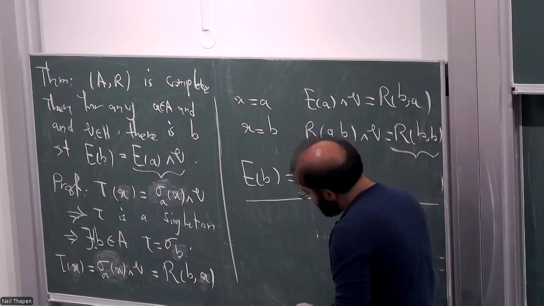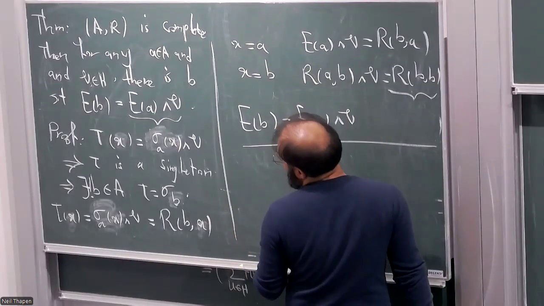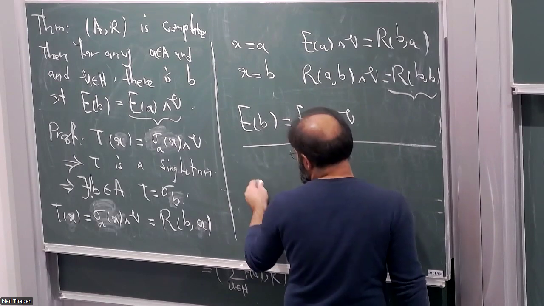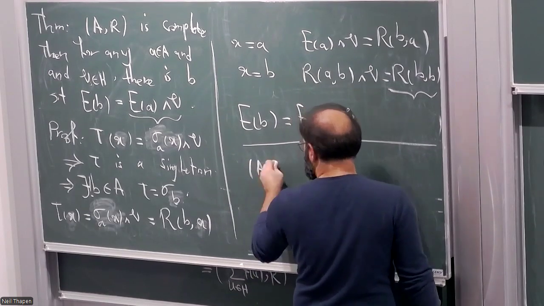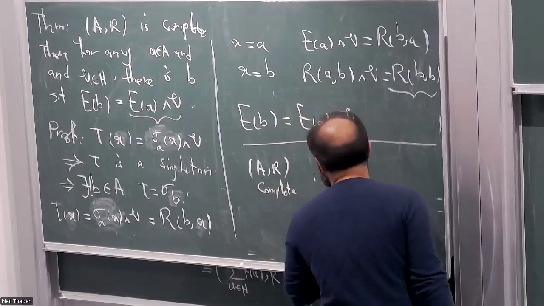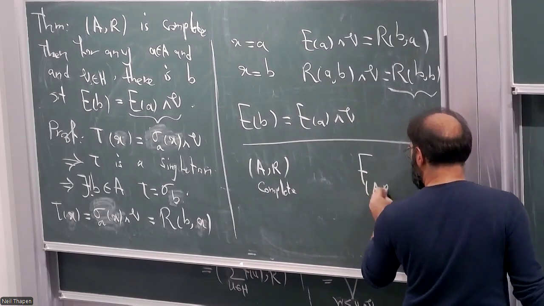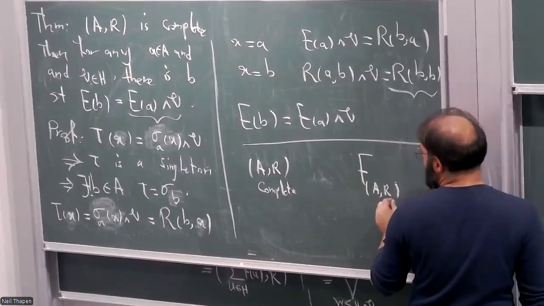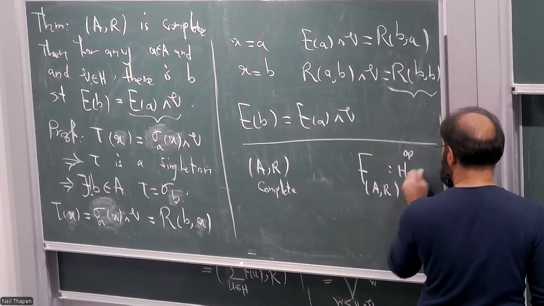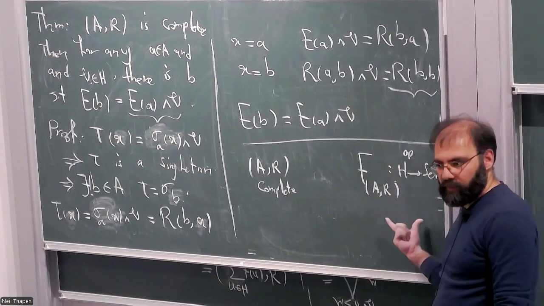Okay, so to sum up, what I'm saying is this. If you start with complete ones, so if your AR is complete, then it is possible to come up with some FAR such that at least you can define it as a function on restrictions. You can define it, right?